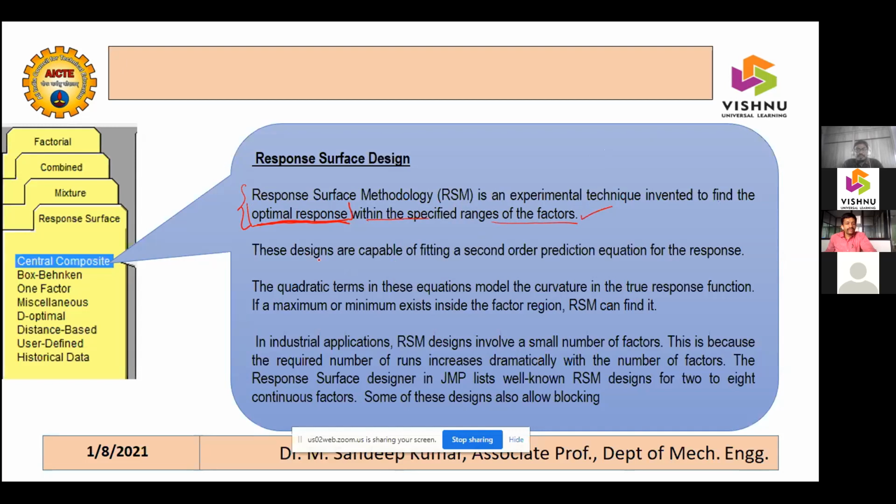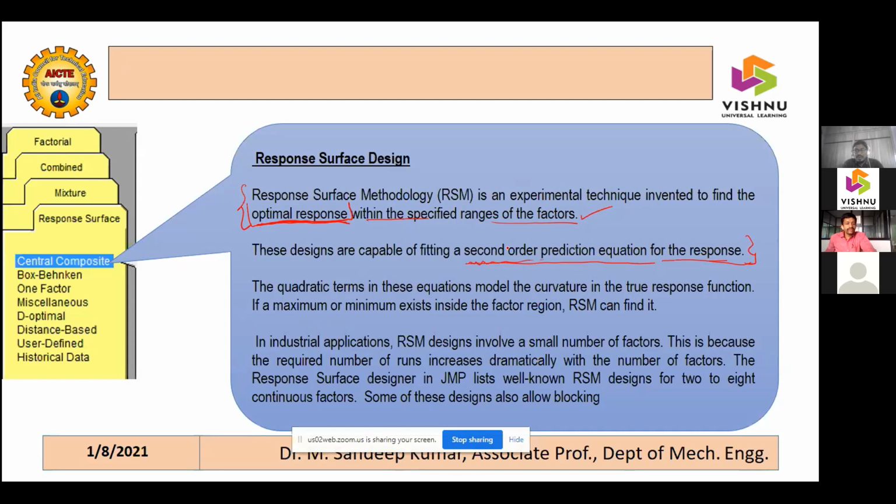Next, the designs are capable of fitting a second order prediction equation for the response. Whenever you go with a full factorial or a Taguchi approach, you won't get a second order equation. So the reliability of the equation you get from the previous approaches was not that reliable, and RSM studies with second order equations. So the reliability of the equation is good when it comes to RSM.